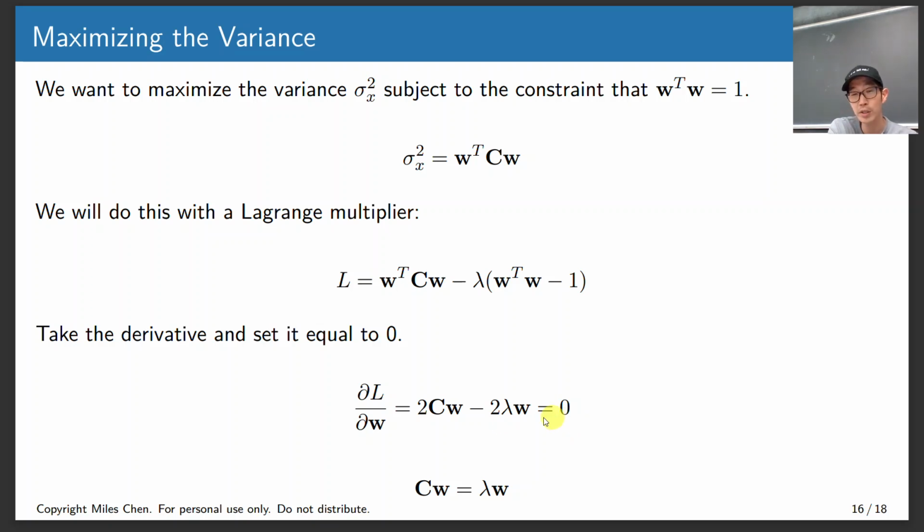Just rearranging a couple terms, I have matrix C times w is equal to lambda times w, where lambda is a scalar value. Does this form look familiar to anybody from linear algebra? Matrix times vector is equal to scalar times vector. Yes, maybe? That sounds familiar, maybe?